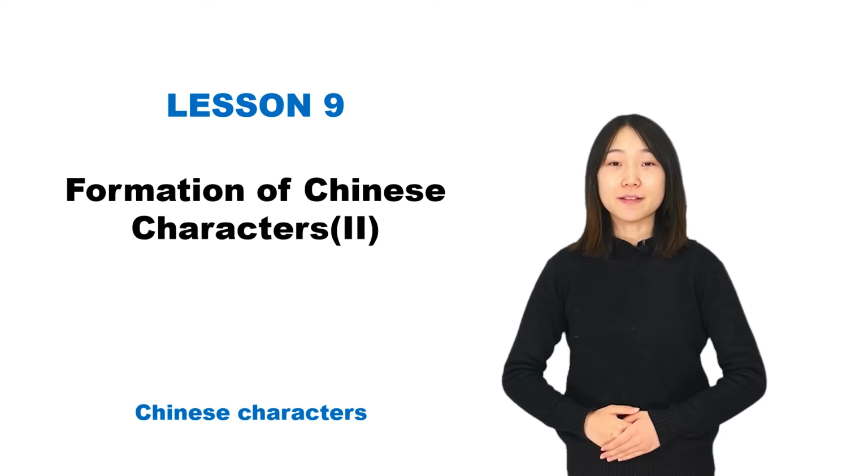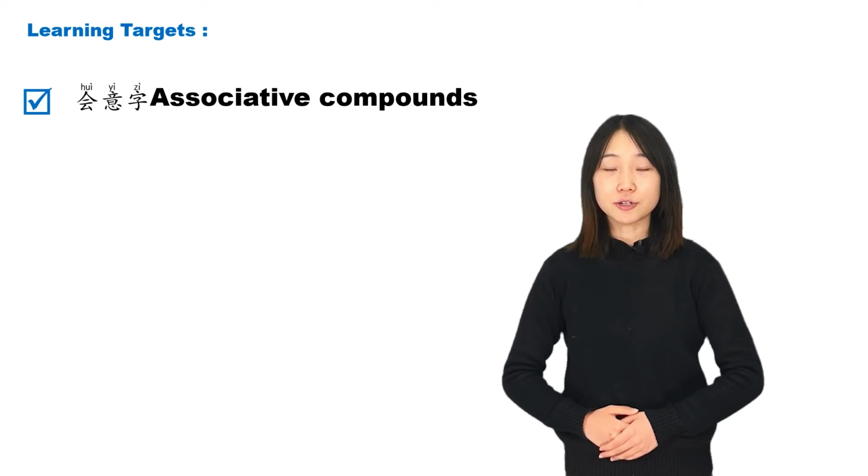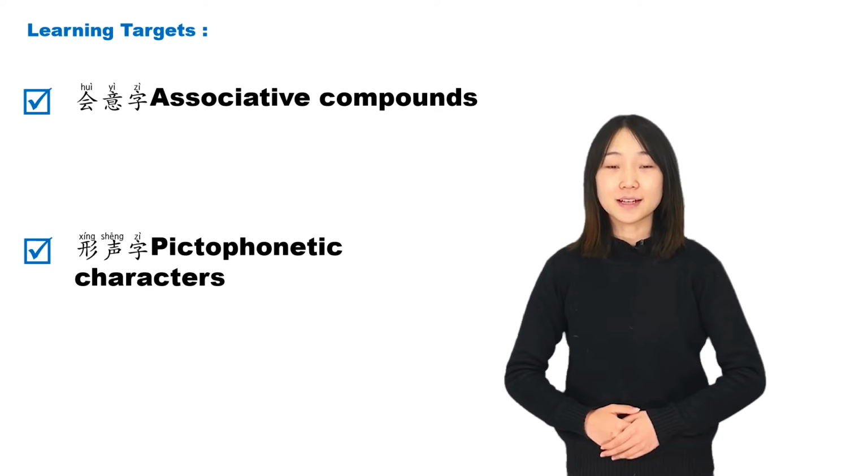In the last lesson, we learned the first two ways Chinese characters were formed. In this lesson, let's look at the other two ways that Chinese characters were created. In this lesson, you will learn 会意字 associative compounds and 形声字 pictophonetic characters. Okay, let's begin.